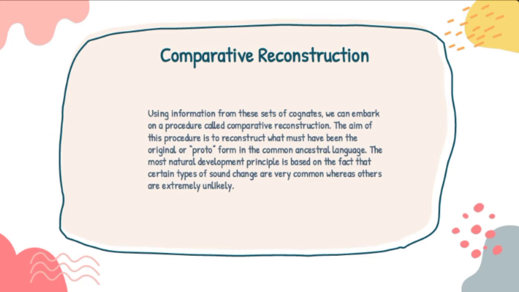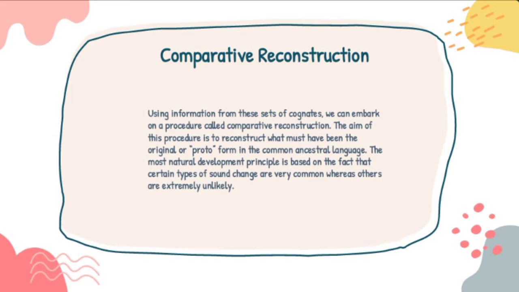The majority principle is very straightforward. If in a cognate set, three words begin with a P sound and one word begins with a B sound, then our best guess is that the majority have retained the original sound.